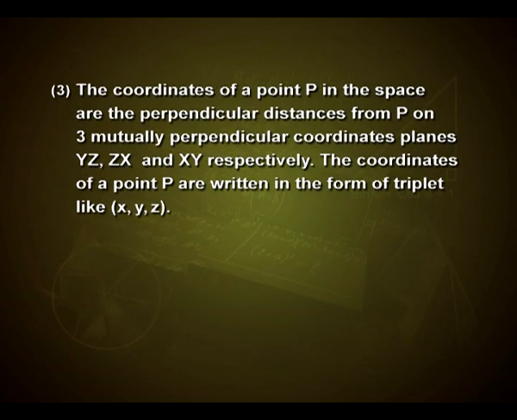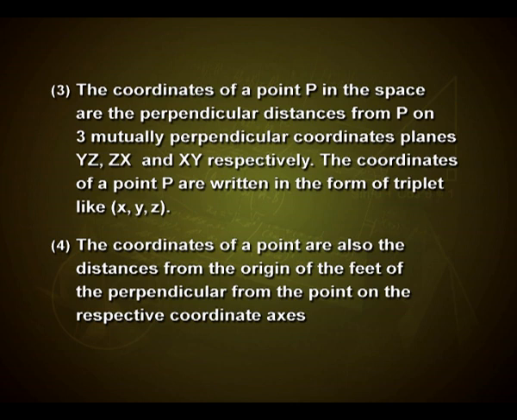The coordinates of a point P in the space are the perpendicular distances from P on 3 mutually perpendicular coordinate planes yz, zx and xy respectively. The coordinates of a point P are written in the form of a triplet like (x, y, z). The coordinates of a point are also the distances from the origin of the feet of the perpendicular from the point on the respective coordinate axis.